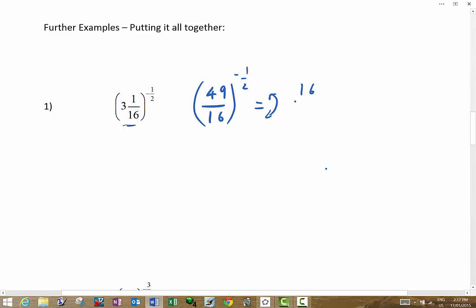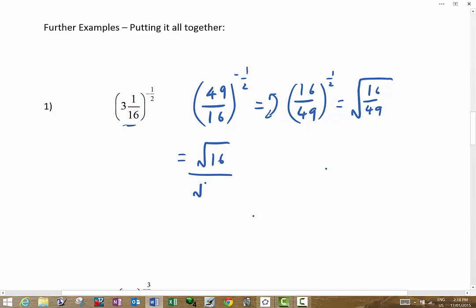So 49/16 to the minus a half is the same as, let's flip it, deal with the negative sign, 16/49 to the power plus a half. And you should recognize that to the power a half is the same as the square root. So this is the same as the square root of 16/49, which is exactly the same as the square root of 16 divided by the square root of 49, which is, of course, 4/7.